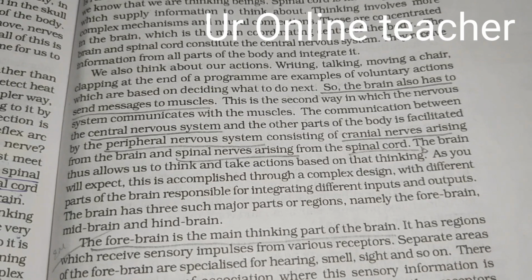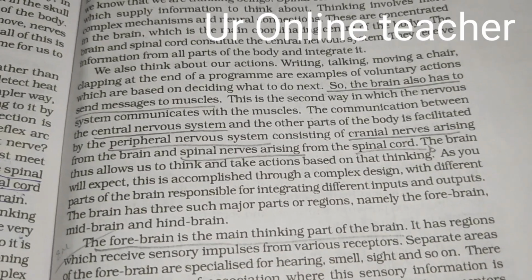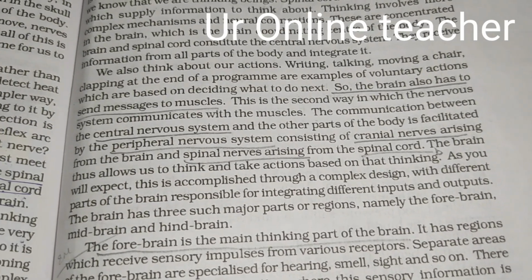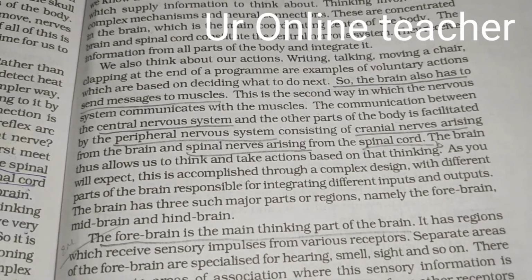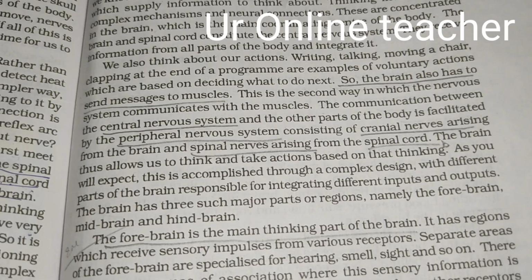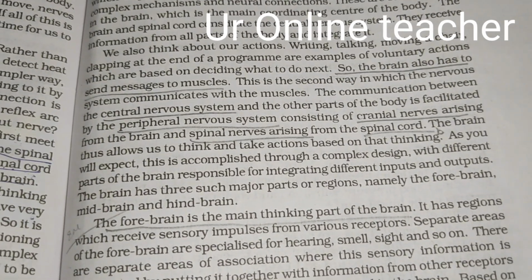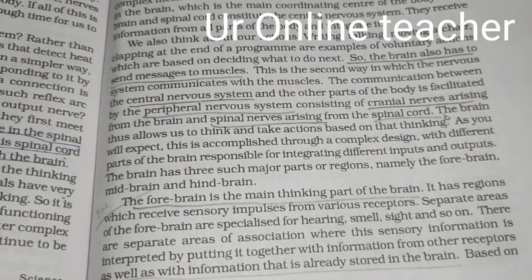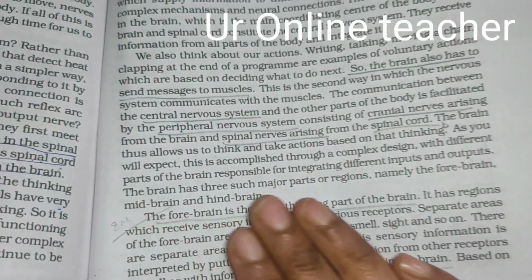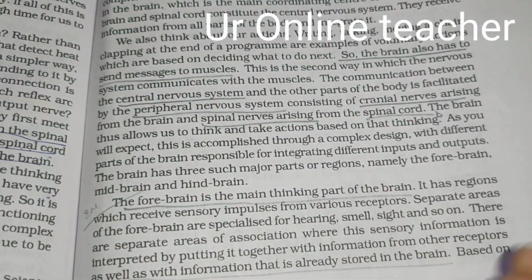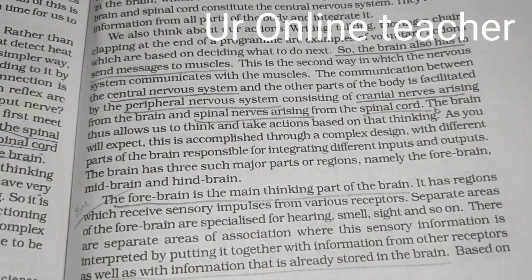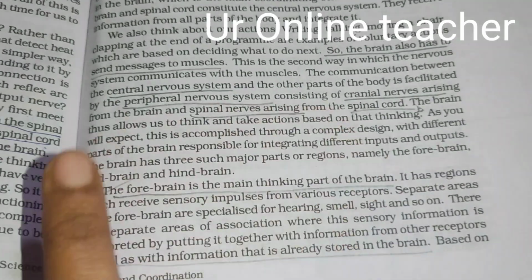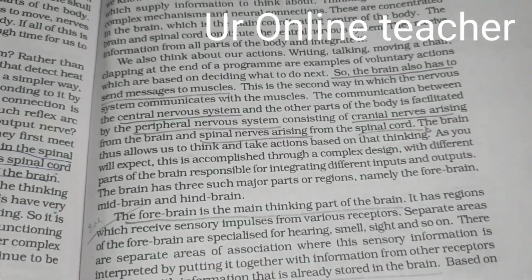So the brain allows us to think and take actions based on the thinking. All this is accomplished by a complex design in which different parts of the body are responsible for different inputs and outputs. The brain has three major parts or regions. They are the forebrain, midbrain and hindbrain.